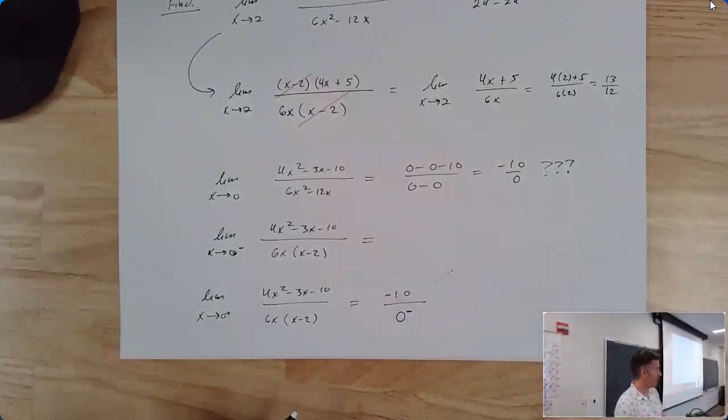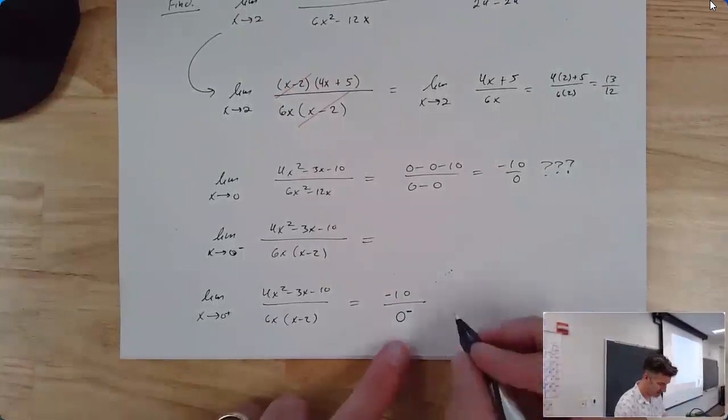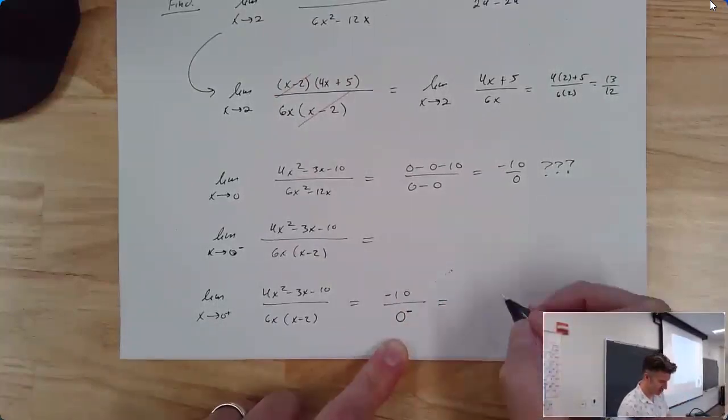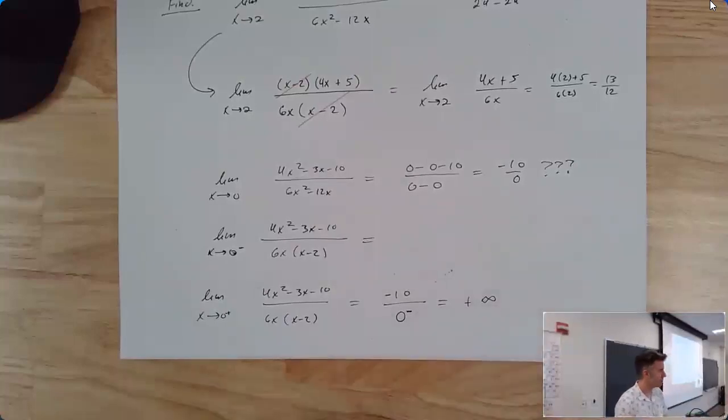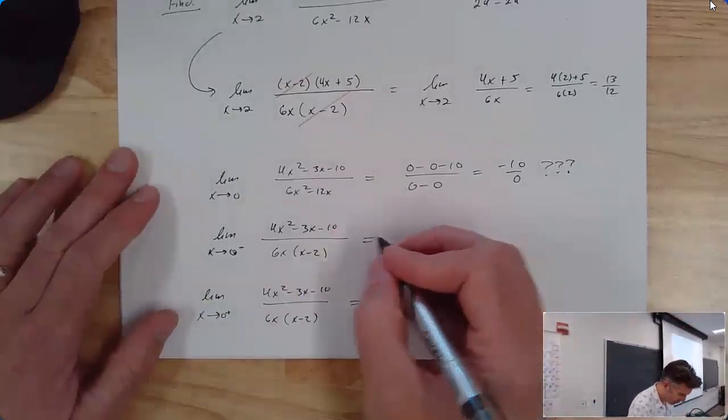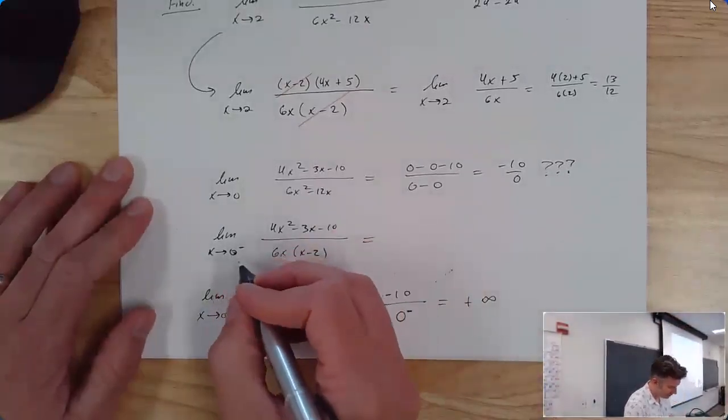Yes, this has a vertical asymptote at 0. And a negative divided by a negative is positive, and it's positive infinity because, again, if you divide by a really small number, your fraction gets very large. If you divide by a big number, your fraction gets very small, right? It's an inverse relationship.